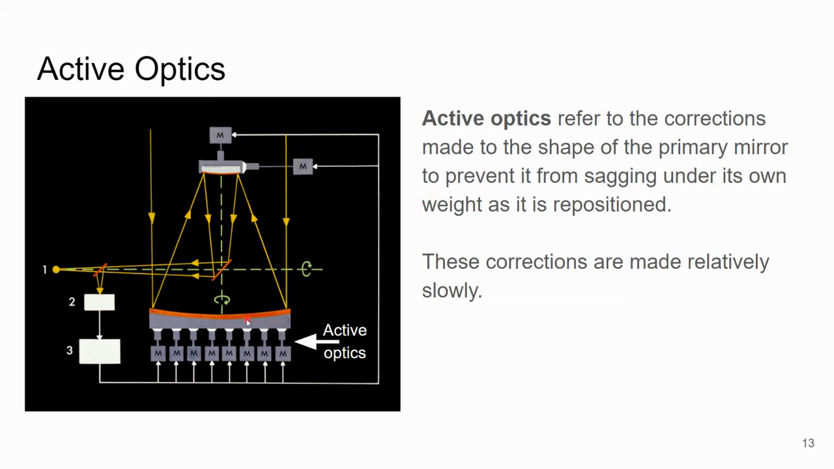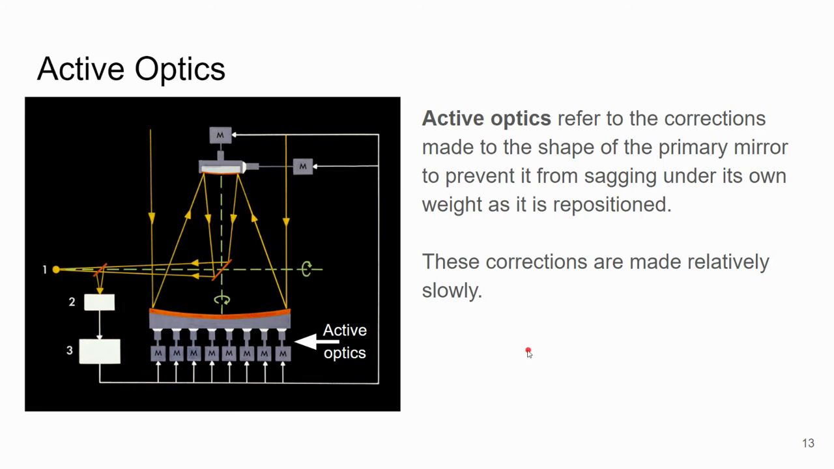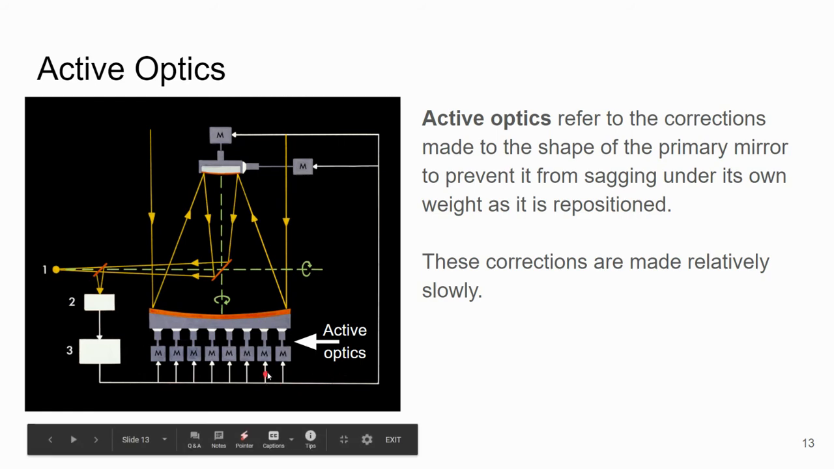So as you tilt this thing all over, all across the sky, tilt it up, tilt it down, it's going to want to sag in different ways. So you need to keep adjusting these things. But these corrections are made relatively slowly as compared to the adaptive optics corrections, but that's way later in this chapter. So yes, that is active optics. That's what these little arms are, supporting the mirror from sagging.